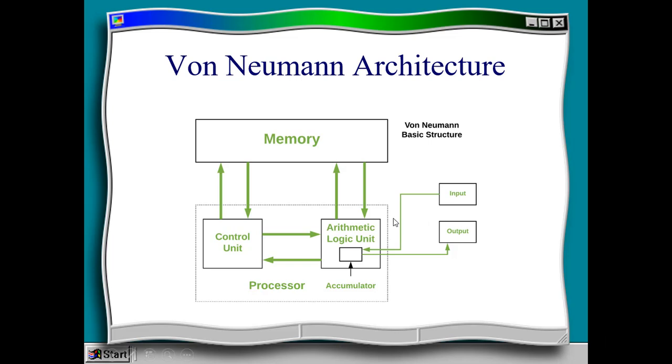We have the memory, we have the control unit, and you can see how data moves. We have the accumulator, which I think we discussed a bit earlier, and we have the whole structure of the processor or the CPU. So whenever you're asked for the structure of the von Neumann, this is the most common one. So let's discuss.